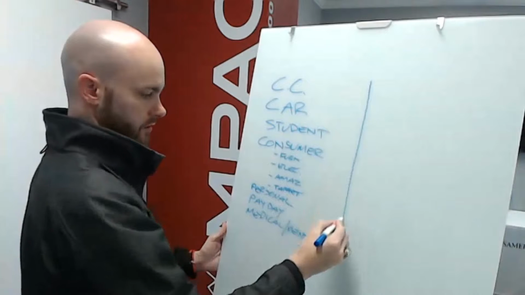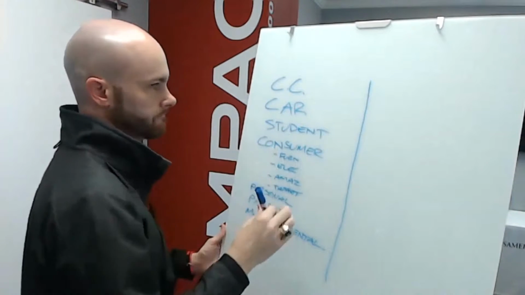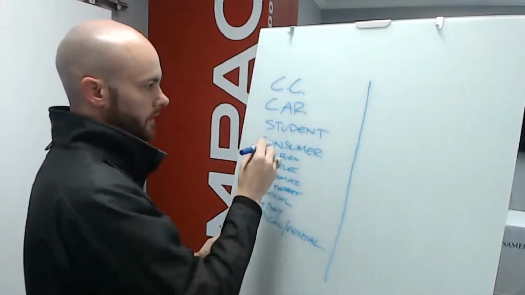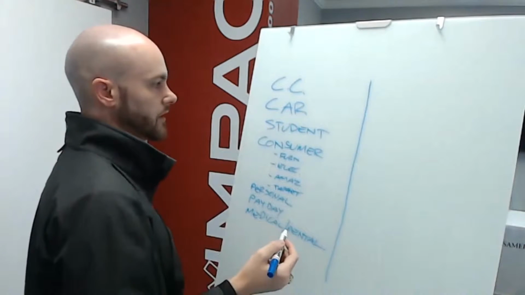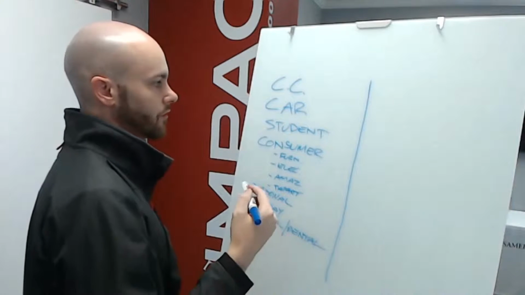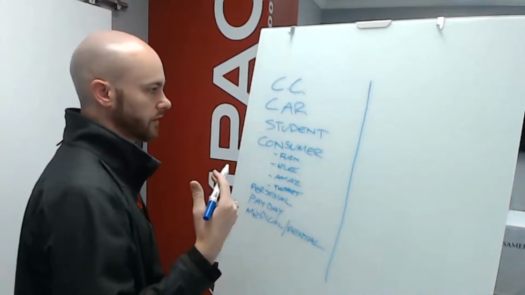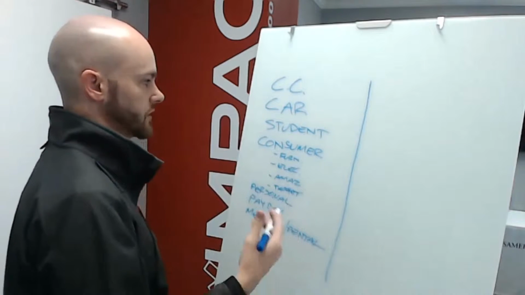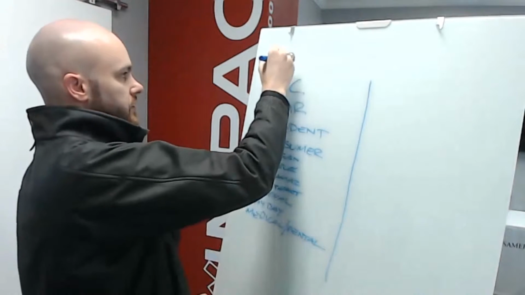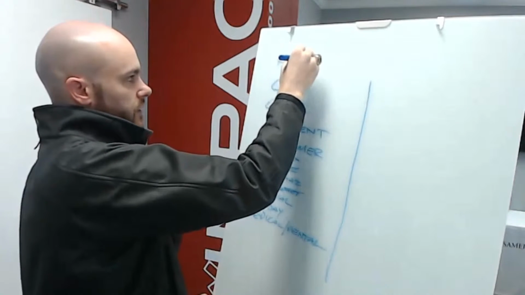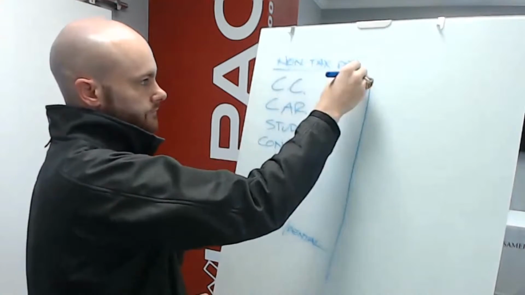Going to draw a line here. With the exception of some tax deductions that we can get when we're a student, we're just going to talk about the actual loans themselves, not being a student and the tax deductions we get there. And so this column is non-tax deductible.